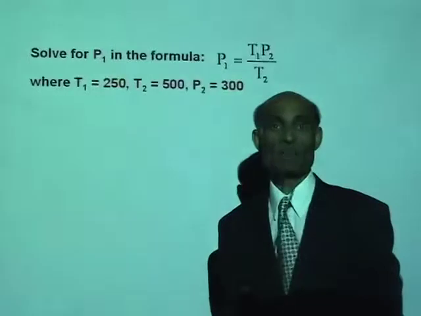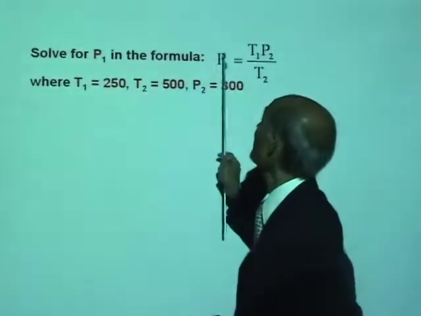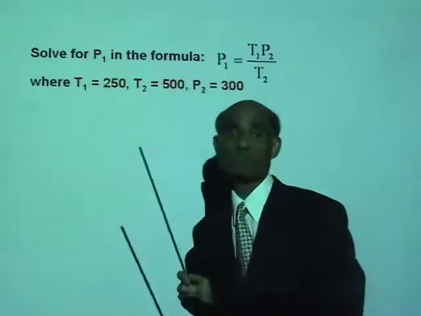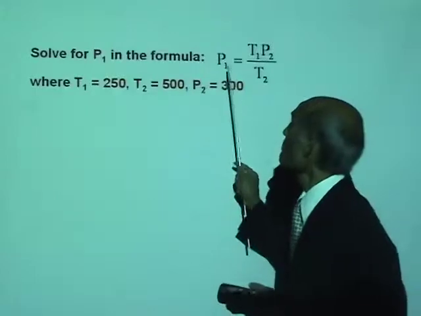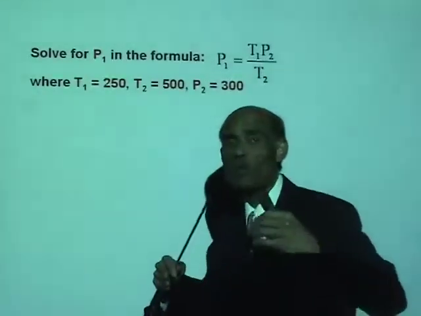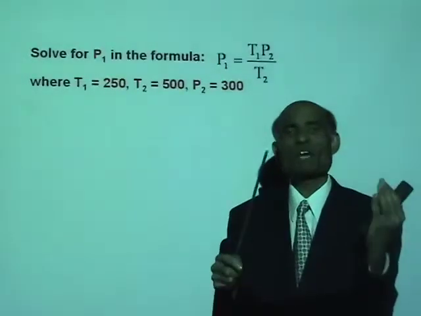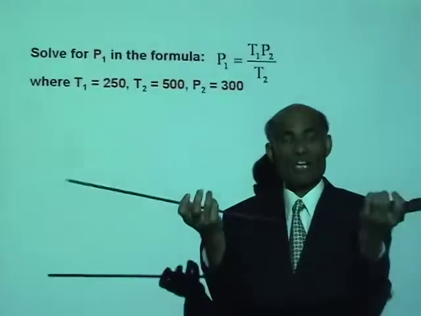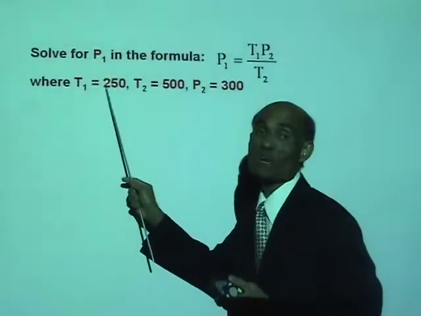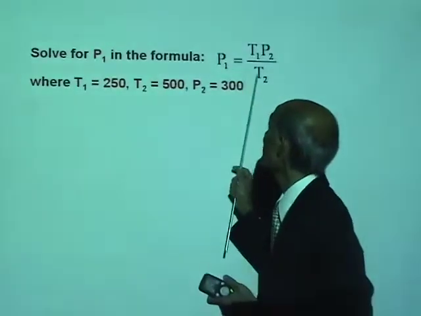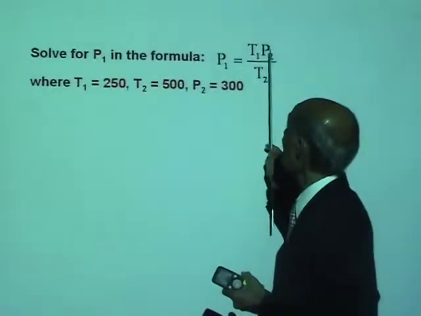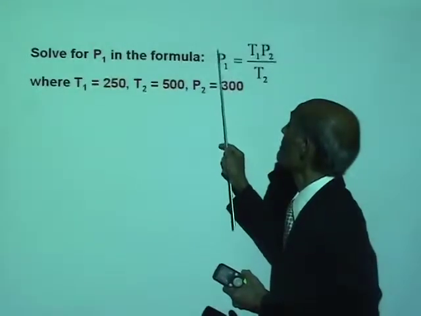Alright, another one. Solve for P1 in the formula P1 equal to T1 P2 divided by T2. Now all these are variables. You see, P1 is the value of P sometime now. P2 is the value of P sometime later. We distinguish them by calling them P1 and P2. Each of them has specific values. So we are given the value of T1, that is 250. You are given the value of T2, that is 500. You are given the value of P2. So use the values of T1, P2 and T2 to find the value of P1.